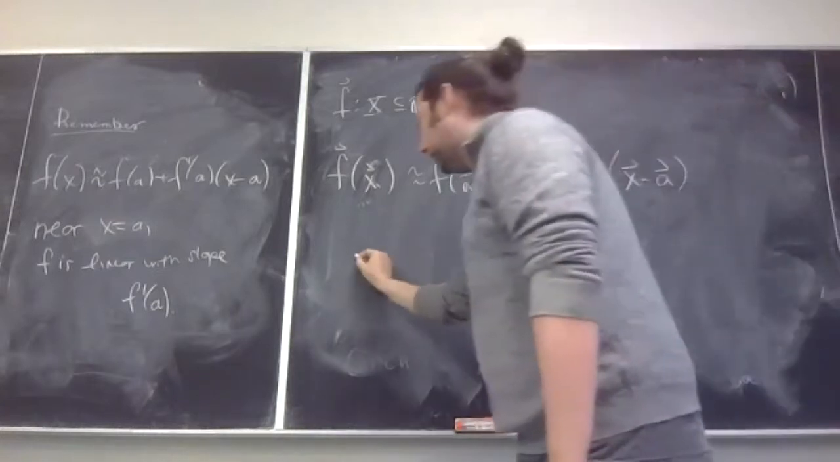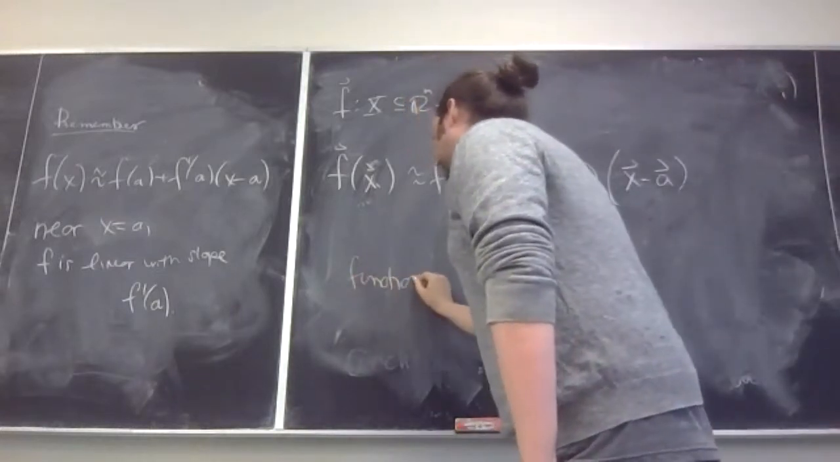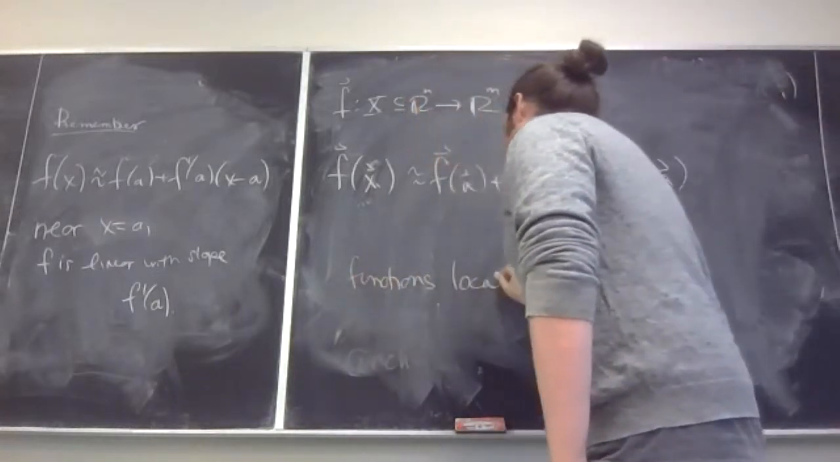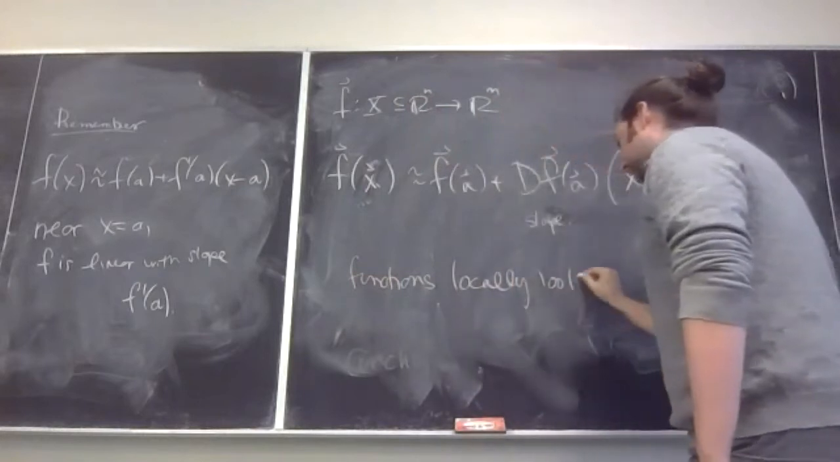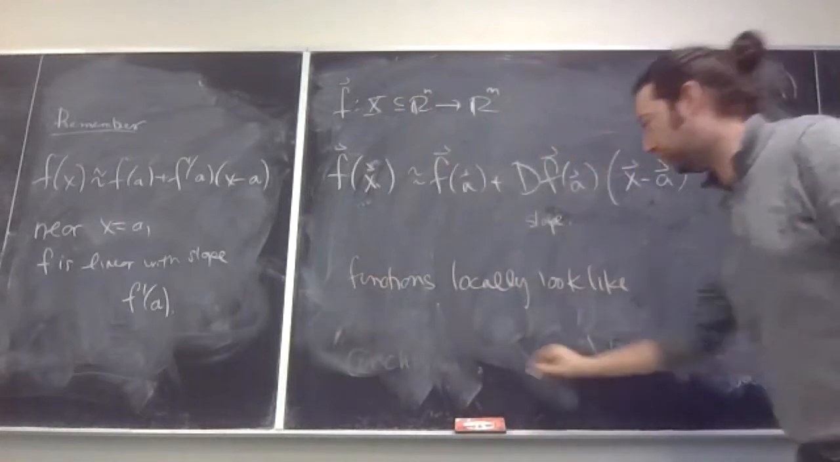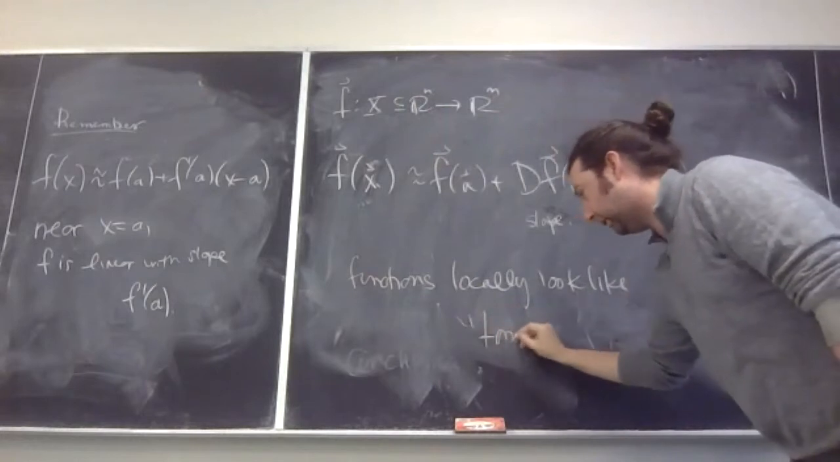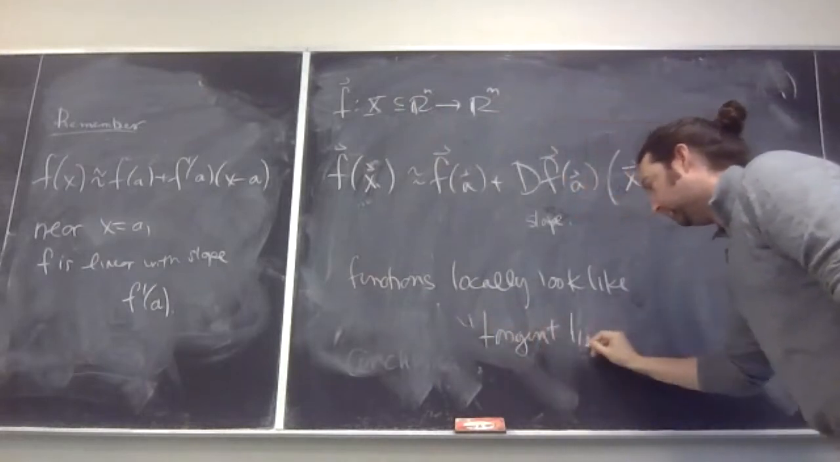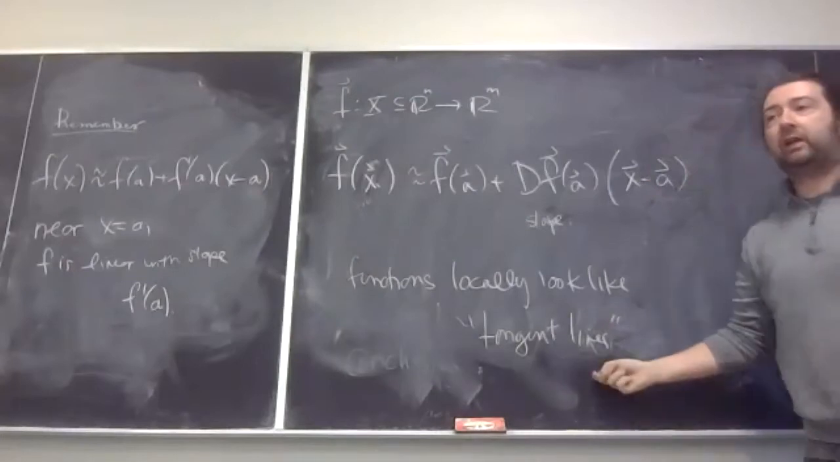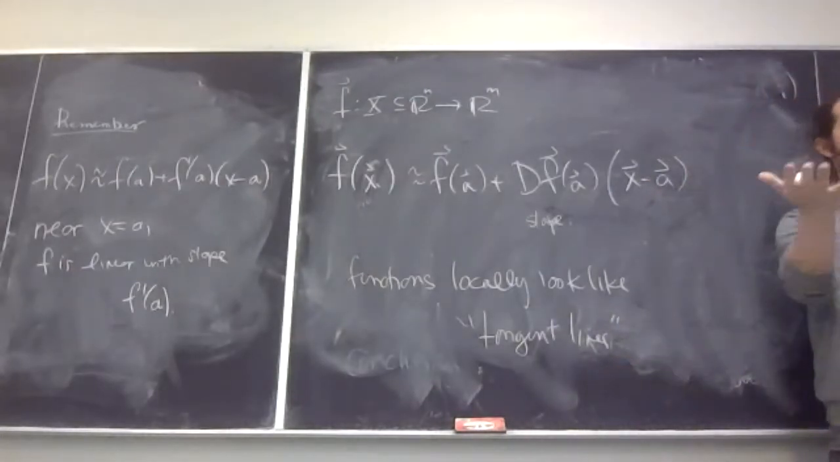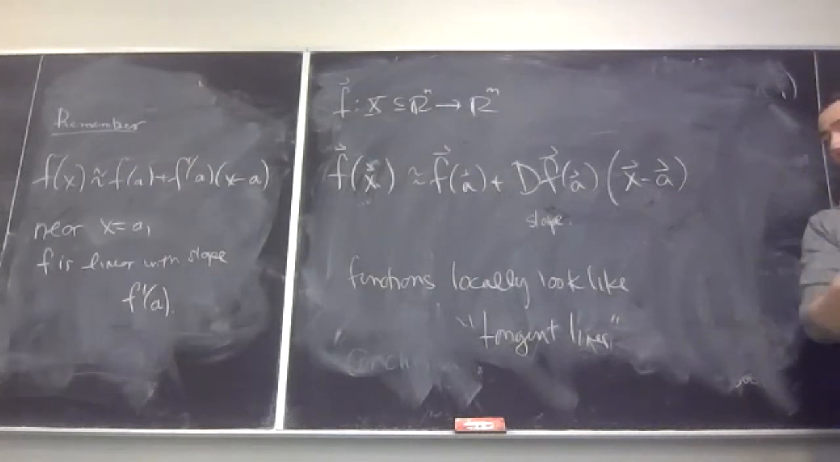It's still the basic idea that functions locally look like, I'm going to put quotations around this, tangent lines. Quotations because they're not lines anymore. They're like flat planes in each of the variables, but still locally flat. Good functions are functions that can be approximated with linear functions.